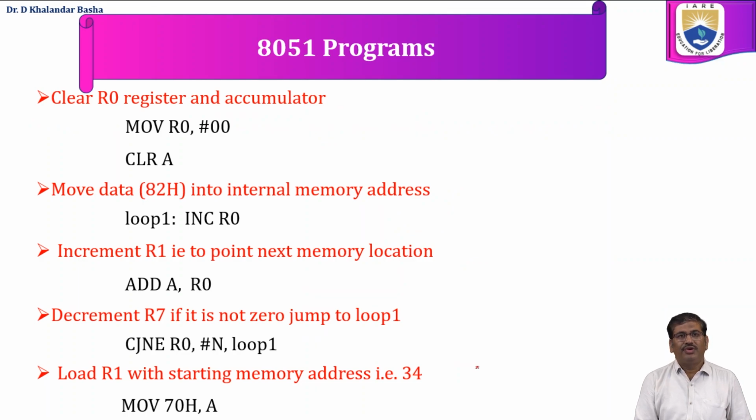So first we are going to clear the R0 register as well as the accumulator by using the instructions MOV R0, #00 and CLR A. So move the data. Next one is for pointing to the next memory location. So we go for incrementing R0.